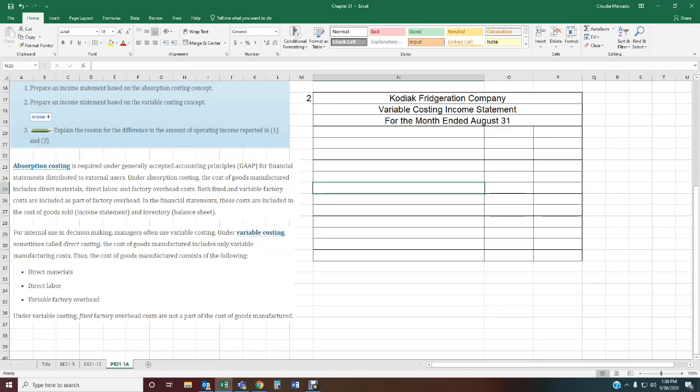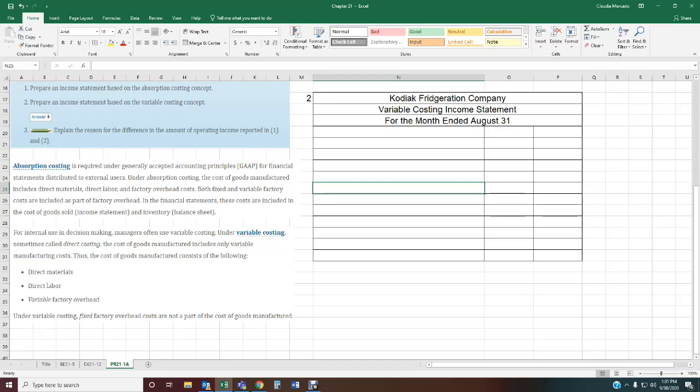So, if you have stock or you have to comply with GAAP, the method that you need to utilize is absorption costing, because that one is accepted under GAAP. Under absorption costing, the cost of goods manufactured includes direct materials, direct labor, and factory overhead costs. Both fixed and variable factory overhead costs are included. In the financial statements, these costs are included in the cost of goods sold in the income statement, and inventory in the balance sheet.